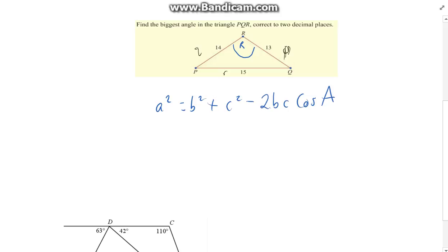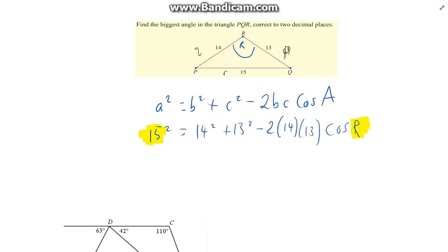So we'll just fill it in. Our side squared, which corresponds to the angle we're trying to find, so it's going to be 15 squared, is equal to 14 squared plus 13 squared minus 2 times 14 times 13 cosine r, because that's the angle we're trying to find. And like I said, this must be opposite this, which it is in our case.